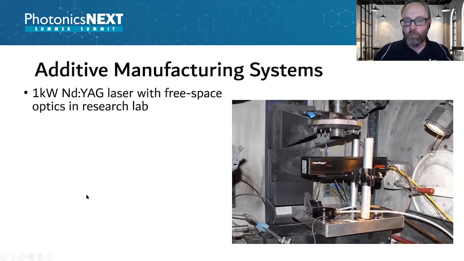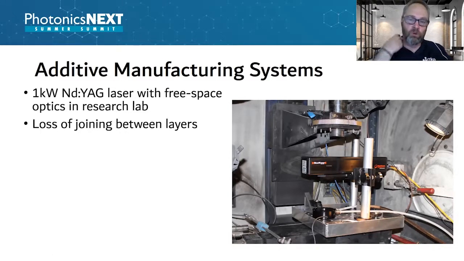This next project that we got involved with was an additive manufacturing system in a research environment. It was a 1 kilowatt Nd:YAG laser, and this particular system had free space optics, which is kind of something of the past, but it was a research situation, so they were limited on money, so they had to work with what they had. But it was free space optics in a research lab.